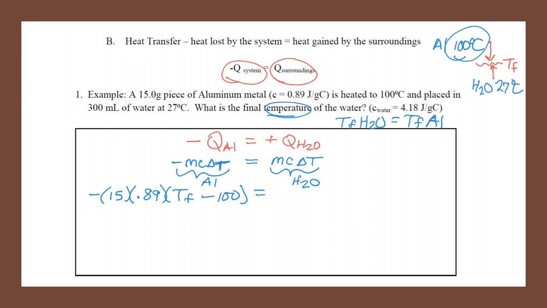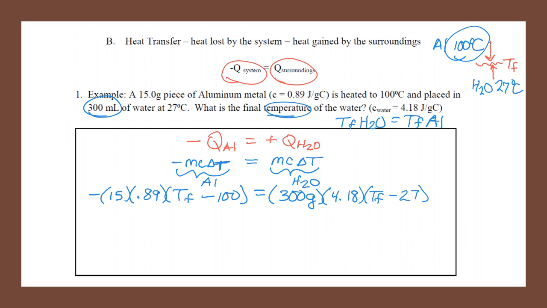Over on the other side, I'm going to plug in everything for my water. The mass of water, 300 milliliters, means 300 grams because the density of water is 1. It's really common for them to not specifically give you the mass in grams of water, but they expect you to know the density of water is 1, so however many milliliters you have, that's how many grams you have. Specific heat of water is 4.18. And then we don't know the final temperature of the water. That's what we're looking for. But the initial temperature of the water is 27.